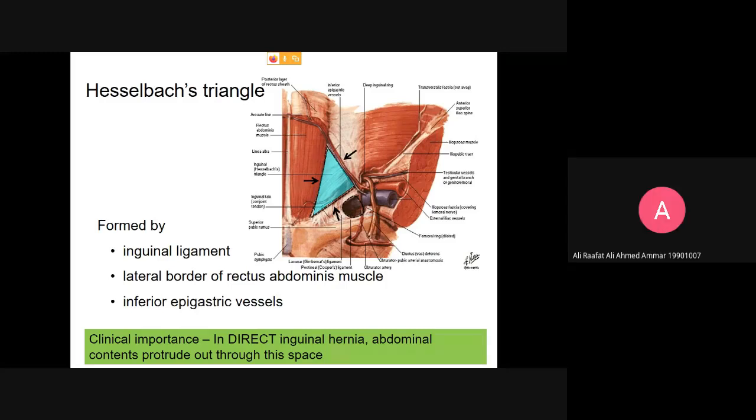Sir, how do you close the deep inguinal canal ligament or ring?